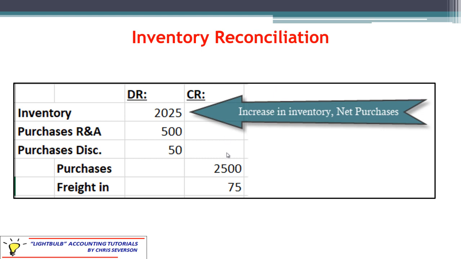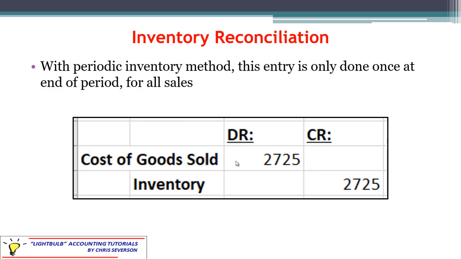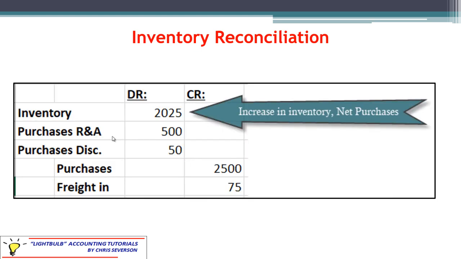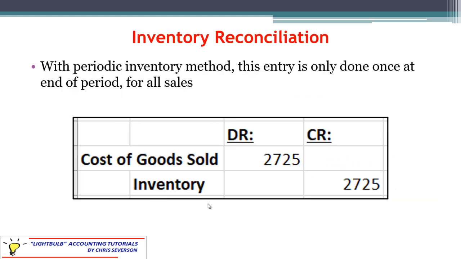Now notice this is just to move the purchases into the inventory account. Then when we sell it, we would debit cost of goods sold and credit inventory for $2,725 because that's what the sales were. Now normally these two entries would take place at the same point in time. You might even merge them together, but in this case I handled them separately just so you can see what's going on.